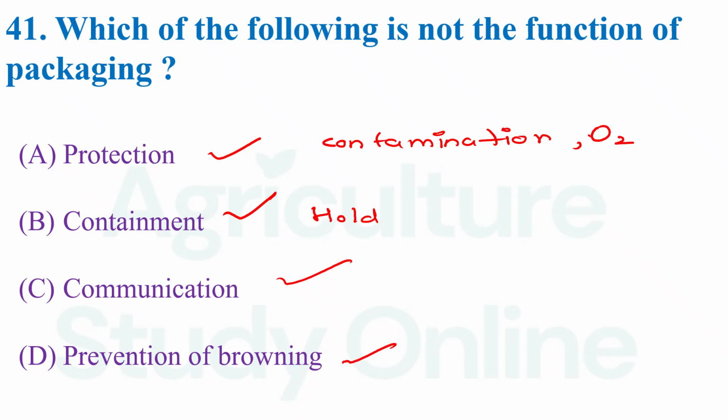Prevention of browning. So this is not correct, since browning is controlled by additives like ascorbic acid. And the processing methods can be like blanching or refrigeration. So packaging may indirectly help, but this is not the primary function of it. So correct option will be D.